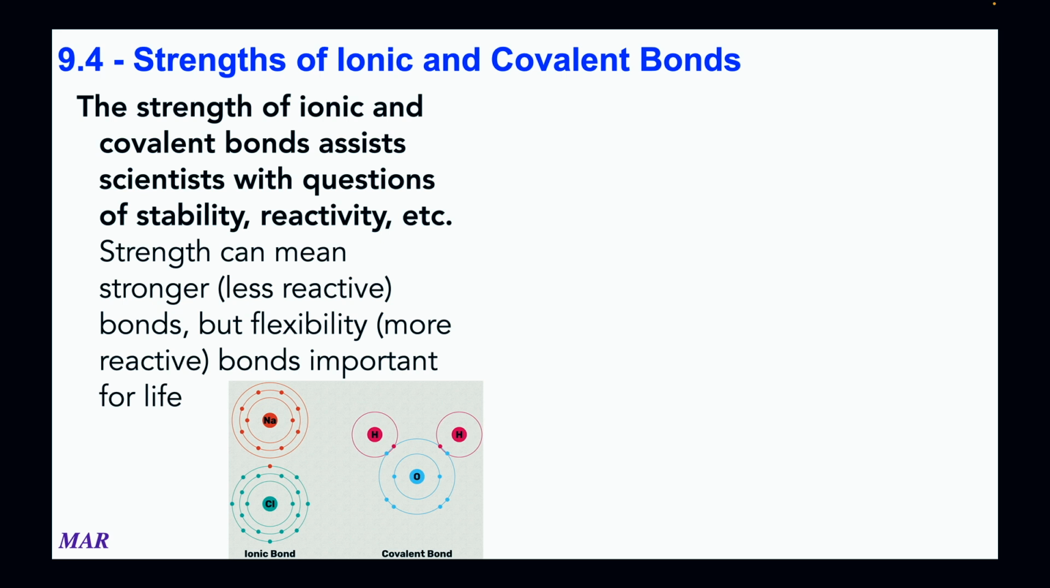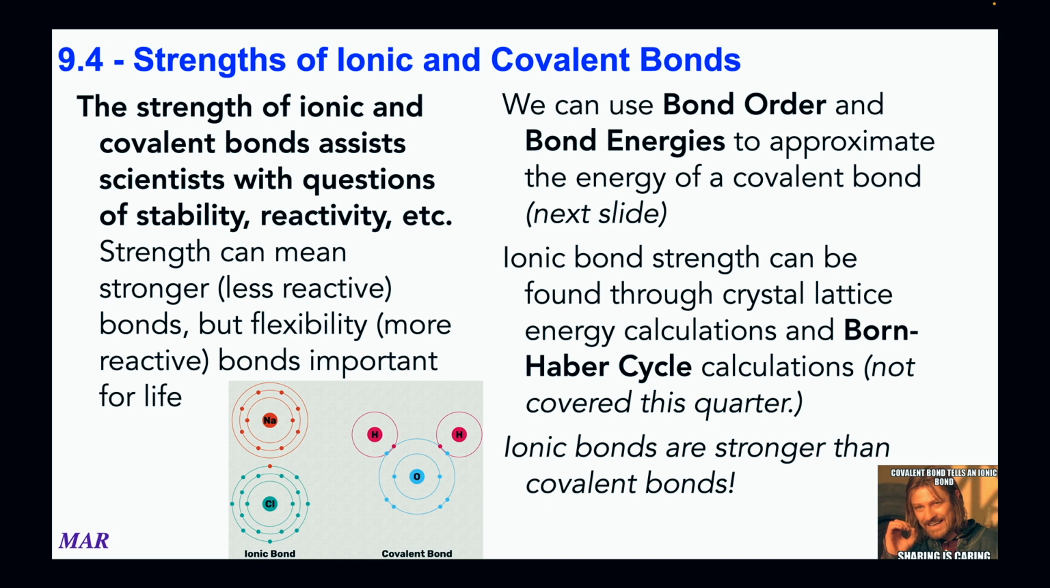So covalent bonds are usually used in life. DNA, caffeine, all sugars, all those kinds of things. Those are all covalent bonds. They're more flexible. They're not as strong as ionic bonds, but they are more flexible, and that's really important for life. So bond order and bond energies are used sometimes to tell how strong bonds are, stuff like that.